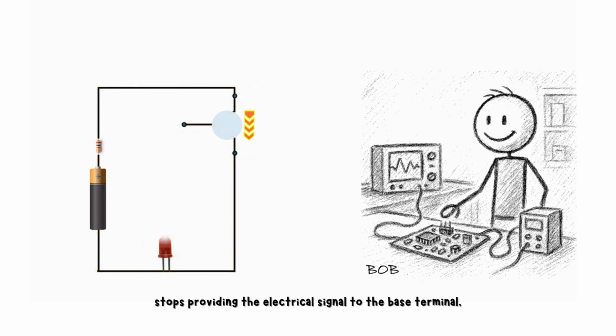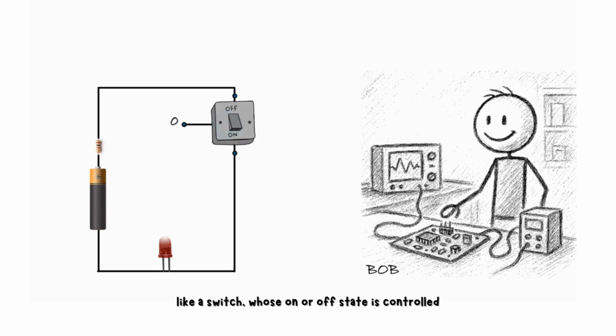As soon as Bob stops providing the electrical signal to the base terminal, he notices that the LED light turns off. This means that the electric current no longer reaches the emitter. For graphical convenience, I represent the absence of an electrical signal at the base terminal with a 0. To simplify, Bob realizes that the transistor behaves like a switch, whose on or off state is controlled by the presence of electrical signals at the base terminal.